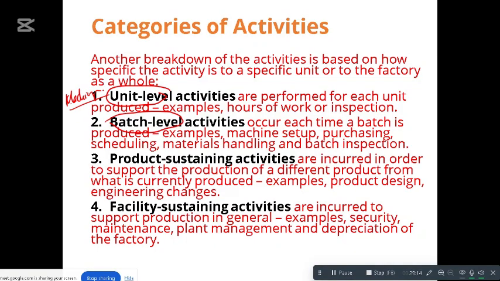Delivery of goods. That's collecting a certain number of units and you do the delivery. So that is batch level activities. Quality inspection, you do batch by batch.